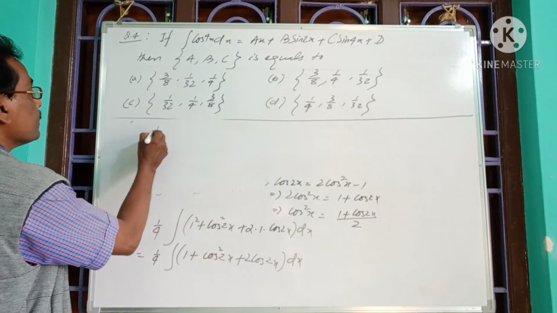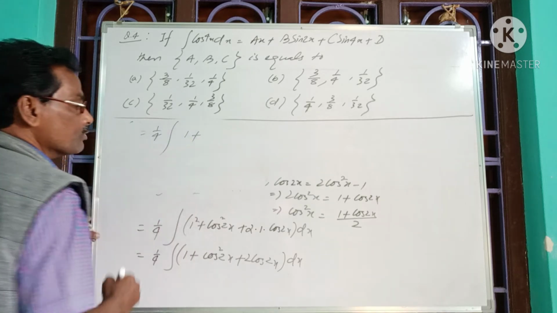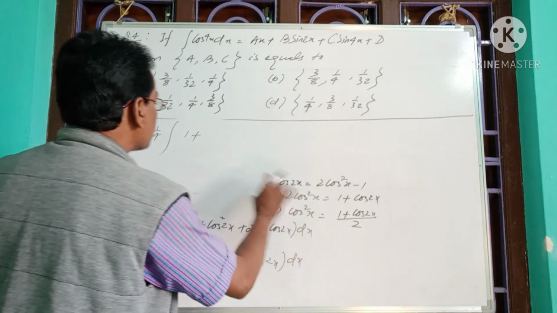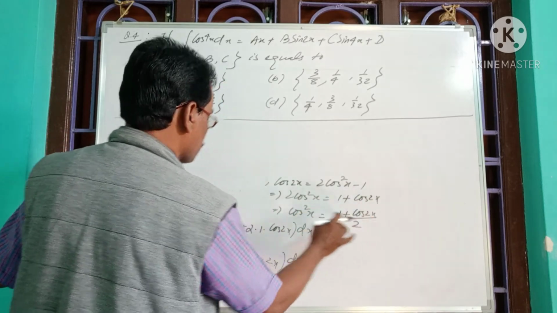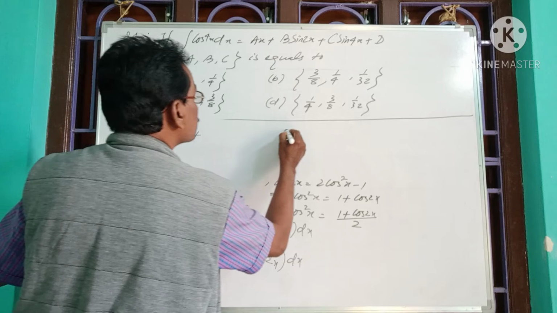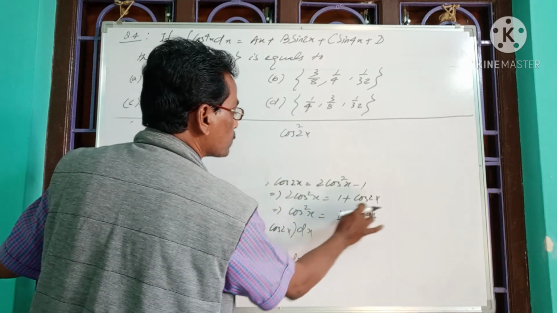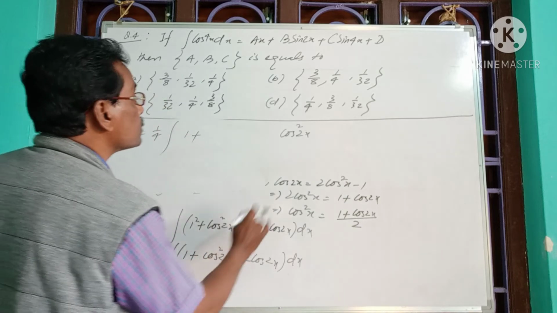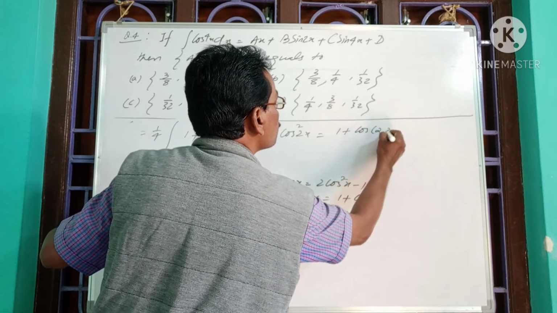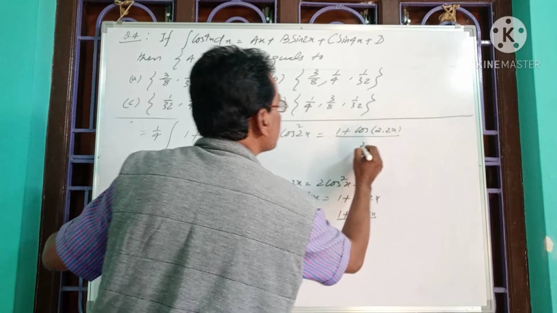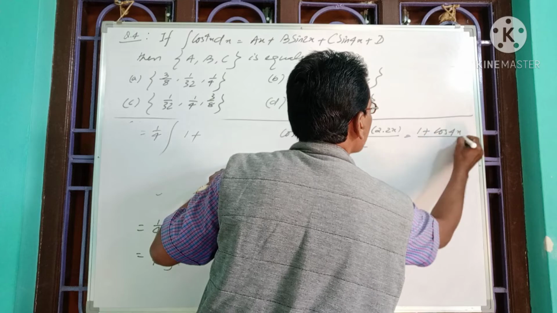That is 1 by 4 into integration of 1 plus, now see here cos square x is equal to 1 plus cos 2x by 2. So in this process, for cos square 2x, we have cos square is equal to 1 plus cos 2x by 2. So cos square 2x will be 1 plus cos of 2 into 2x by 2, that is it will give us 1 plus cos of 4x whole by 2.